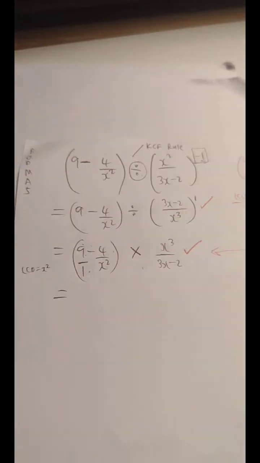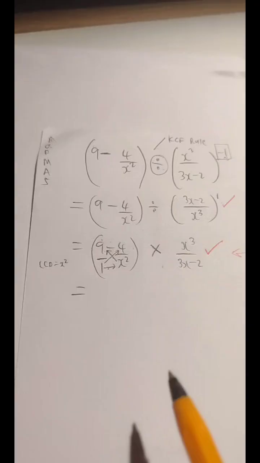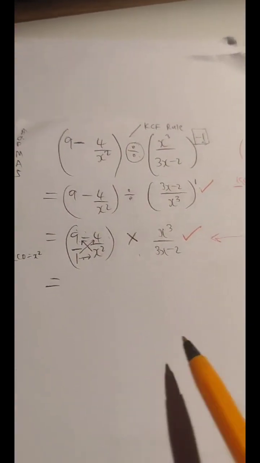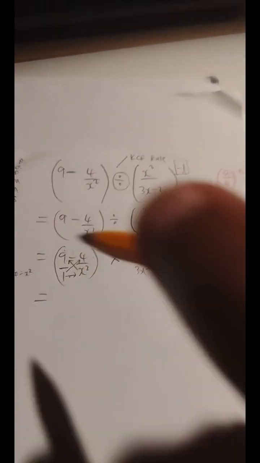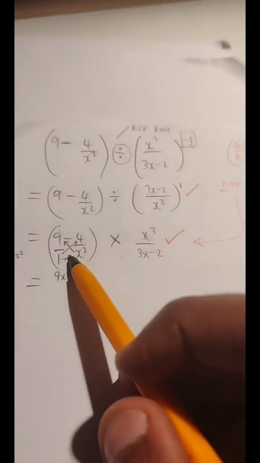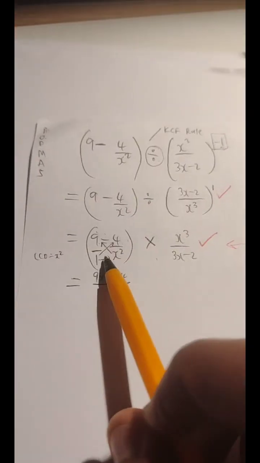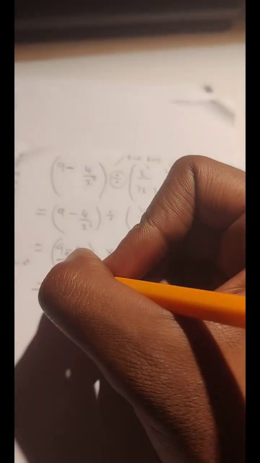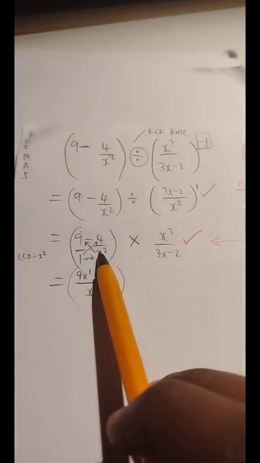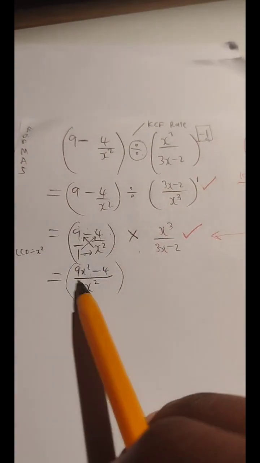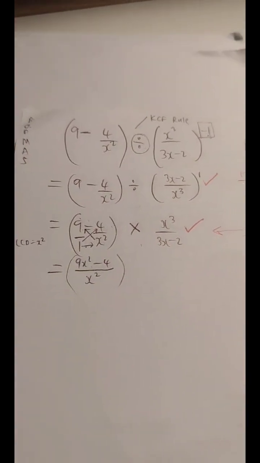Now I know some people for two fractions use this rule. It's like the butterfly rule. Okay, and it works, right? Take the x squared, you multiply by 9, you get 9x squared. You take the 1, you multiply by 4, you get negative 4. You take the 1, you multiply by x squared, you get x squared. And that completes that subtraction of your fractions, just like that.